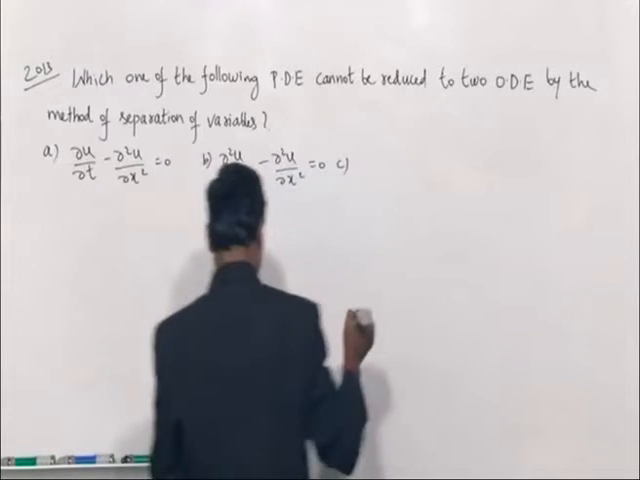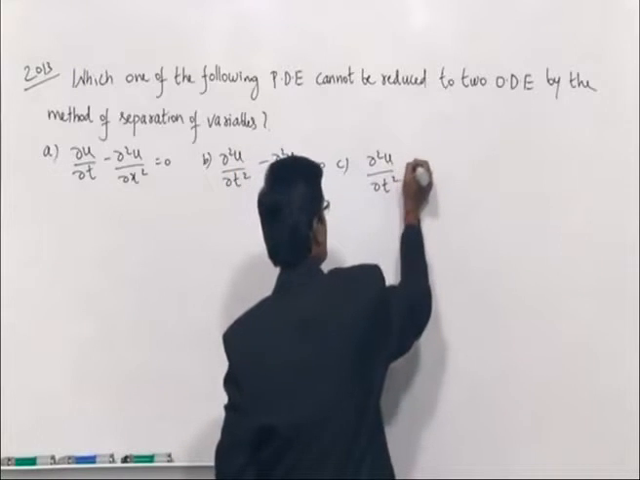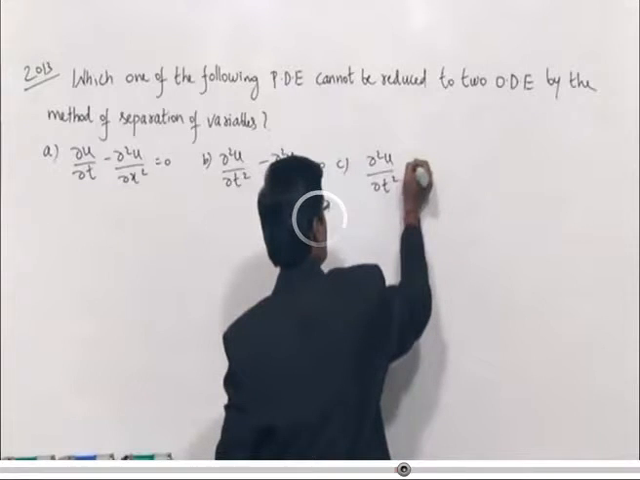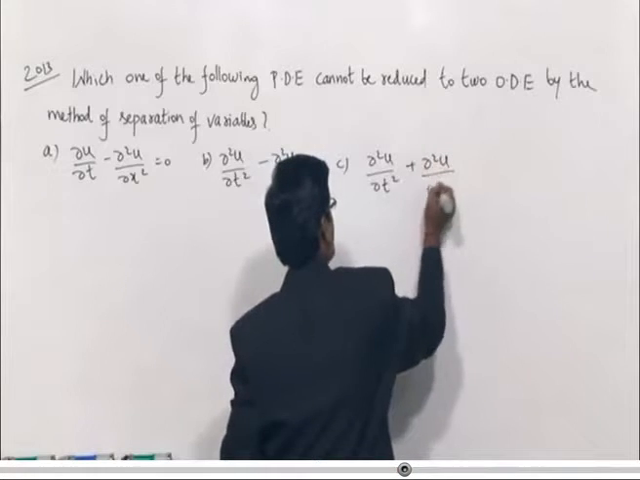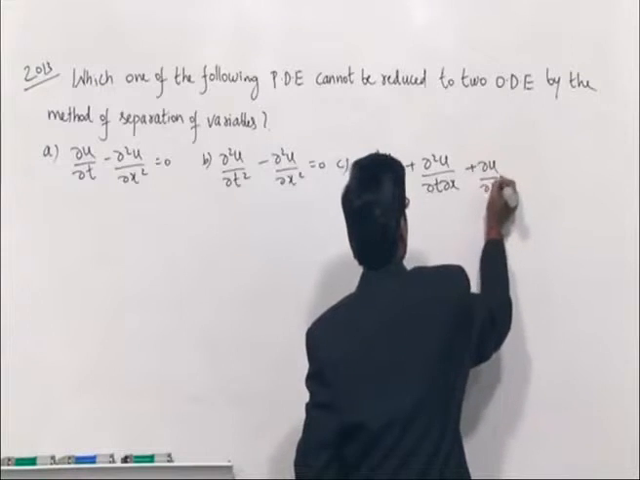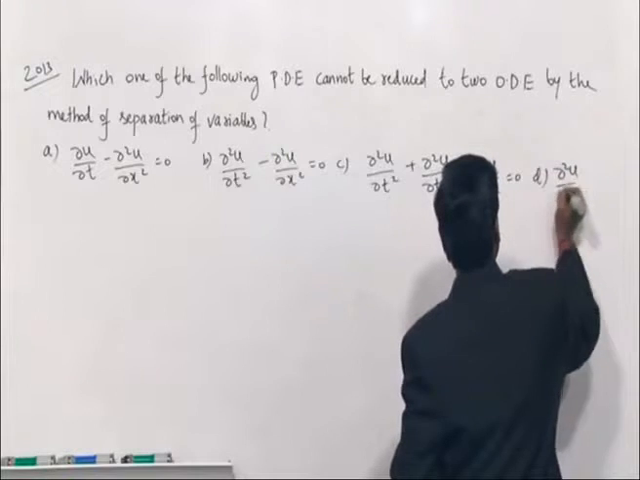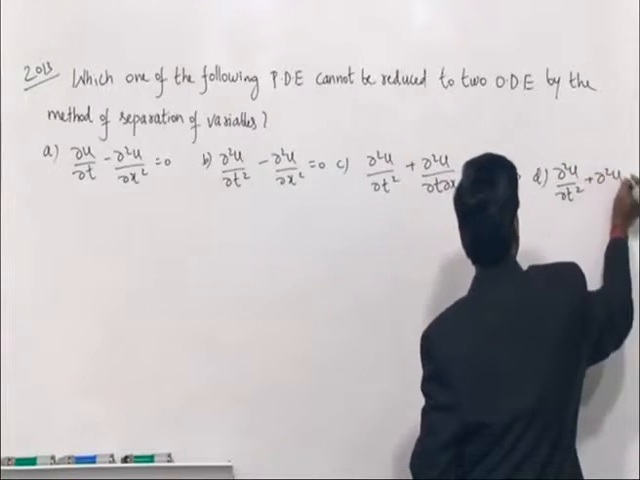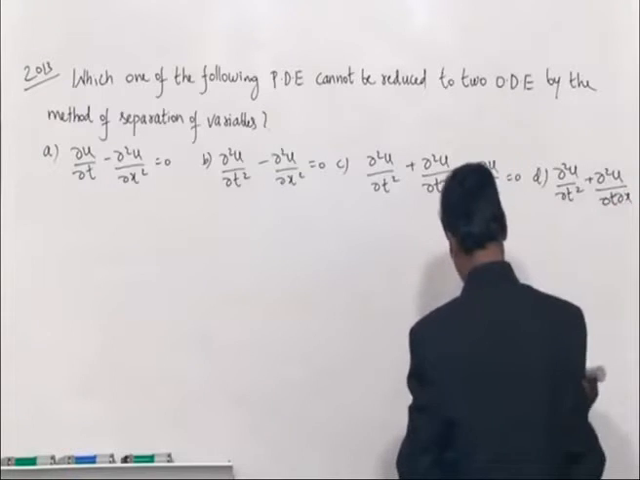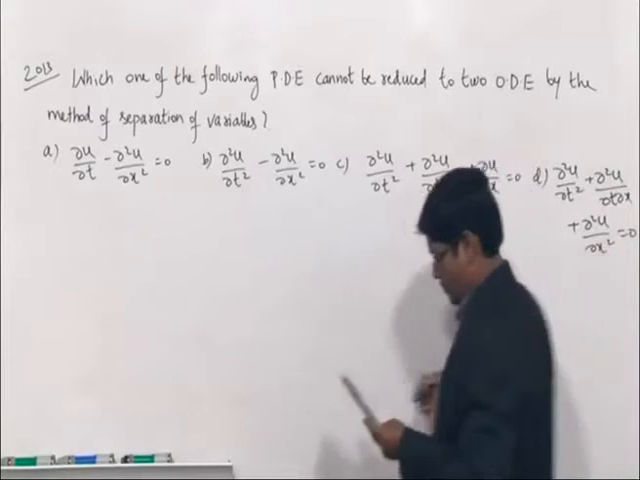Option C, dou square u by dou t square plus dou square u by dou t dou x plus dou u by dou x equal to 0. Option D, dou square u by dou t square plus dou square u by dou t dou x plus dou square u by dou x square equal to 0.